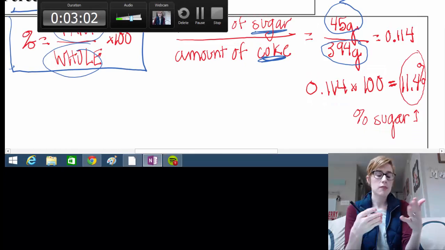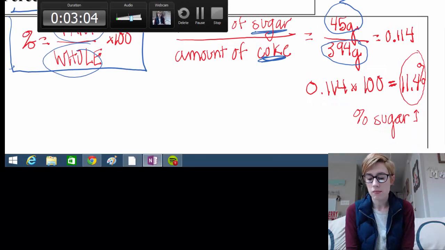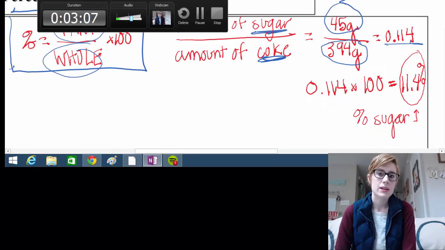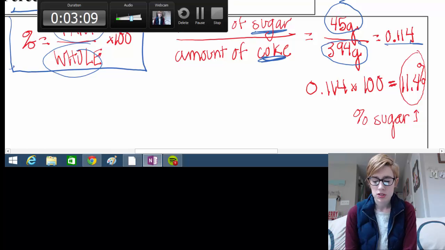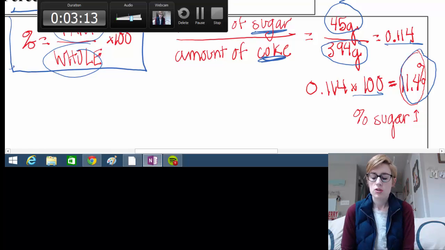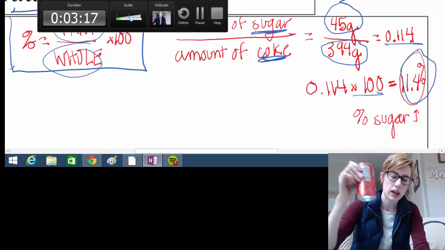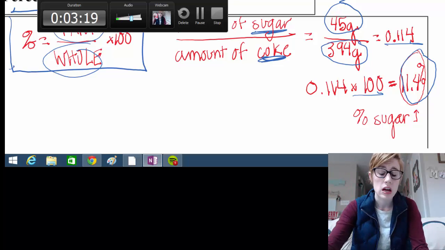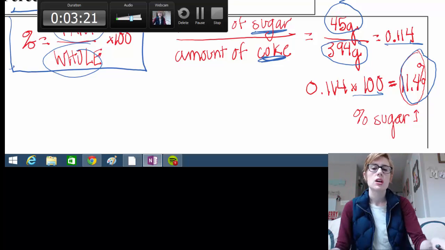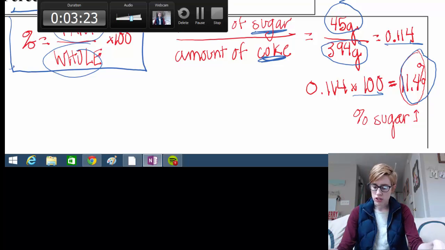And so now that I have my part and I have my whole, I divide them. But that doesn't give me a percentage, that gives me a decimal number. So to find a percentage, all you do is you multiply times 100, and then you get your percentage. So the percentage of sugar in Coke is 11.4. 11.4% of this liquid is sugar, which is a very high percentage when you're talking about a beverage.